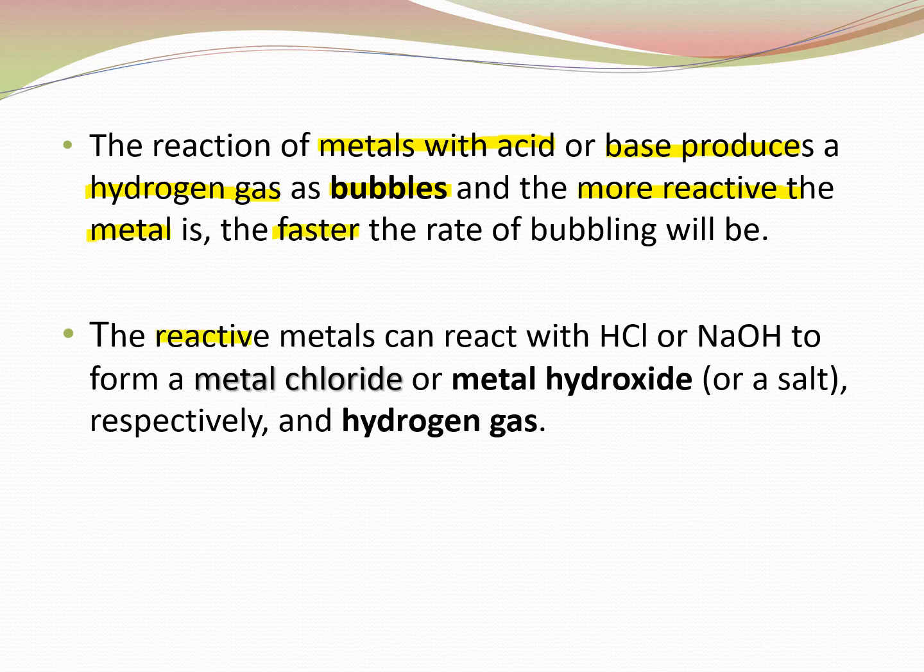So these reactive metals which react with acid or base can react with either acid like HCl or base like sodium hydroxide to form a metal chloride or metal hydroxide. One of these will be the product, metal chloride or metal hydroxide, depending upon whether it reacted with HCl or NaOH. Plus, what will always be there as a product is the hydrogen gas, which will produce bubbling and confirm for us that the reaction is occurring.